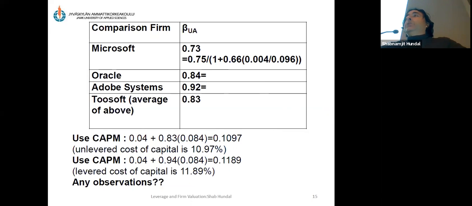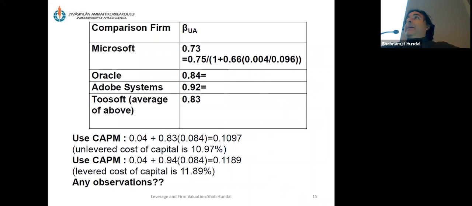This 0.73 is the unlevered beta, which is a systematic risk measure if the company has no debt. So imagine Microsoft's debt becomes zero, then 0.73 would be the beta of Microsoft. Which is good. Of course, debt adds to the risk.